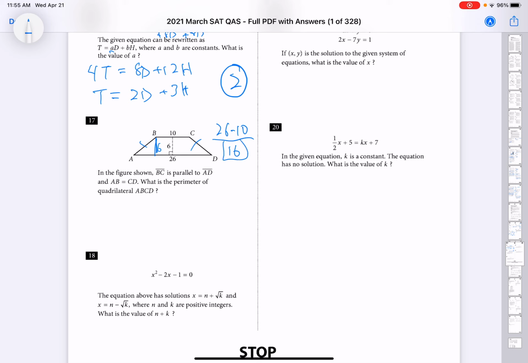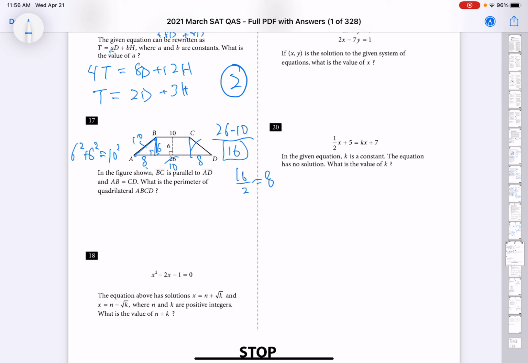And then this 16 is going to be divided by 2, and that gives you 8. So that means that this is going to be 8 here, this is 8 here, and this is going to be 10 over here. Okay, 6, 8, 10. So this is going to be 6, this is 8, and then this is a Pythagorean triple. You can get that by saying 6 squared plus 8 squared, and if you do that, it'll equal 10 squared. So AB is equal to 10.